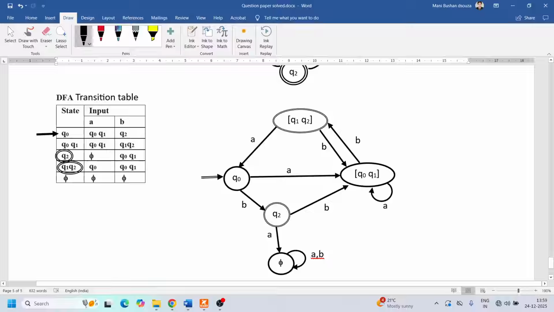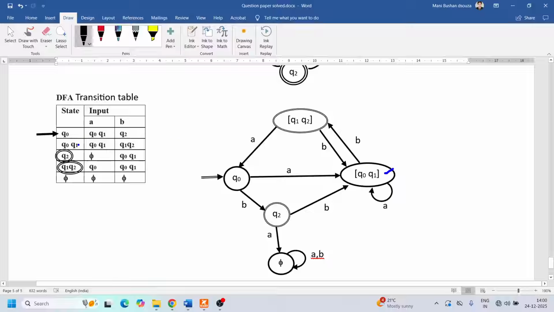Now draw the transition from Q0. If you give the input as A, you will go to Q0 Q1. So from Q0, if you give the transition as A, you will go to this state Q0 Q1. This is for the input A. One is done. From Q0, if the input is B, you will go to the Q2 state. Done.